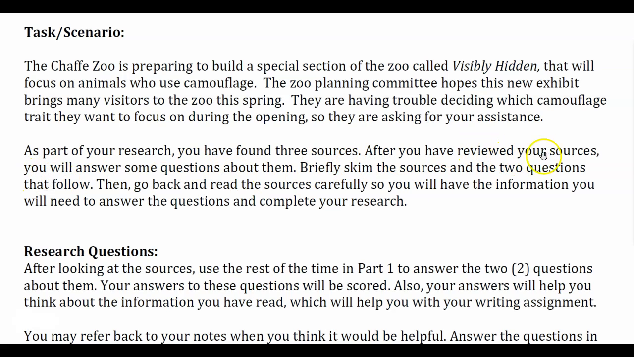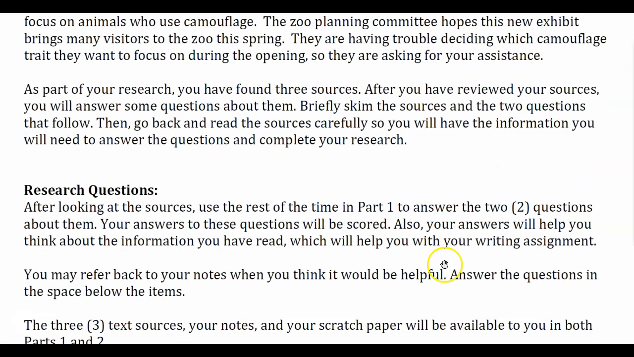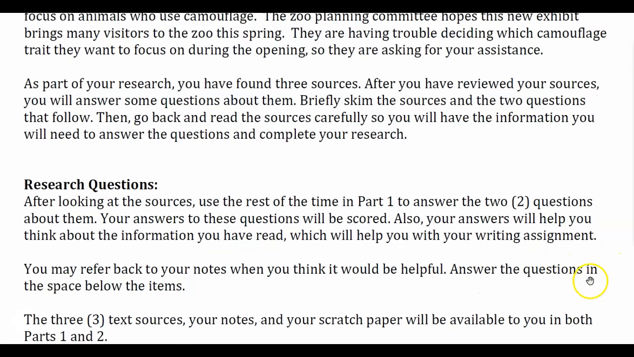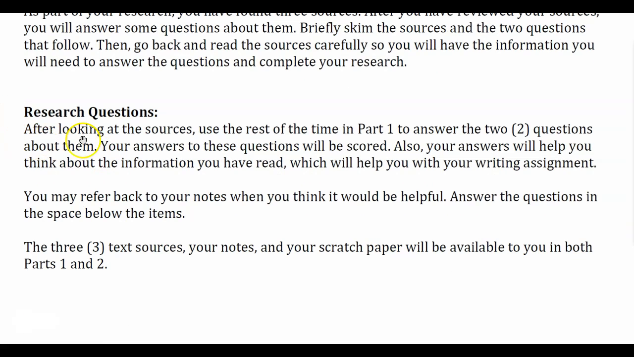After you have reviewed your sources, you will answer some questions about them. Briefly skim the sources and the two questions that follow. Then go back and read the resources carefully so you will have the information you will need to answer the questions and complete your research. Okay. So after looking at the resources, use the rest of the time in part one to answer the two questions, which we're not doing today. We're just going to go through resource one first. Okay, tomorrow we'll go over resource two, and then Wednesday we'll go over resource three.